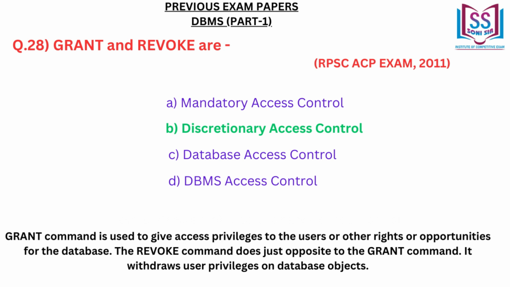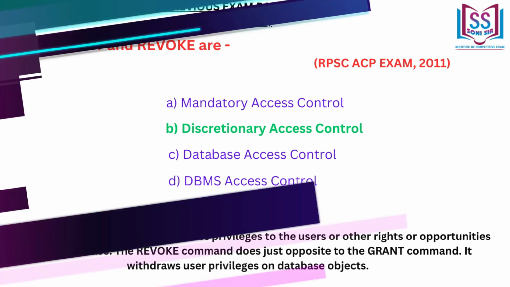The grant command is used to give access privileges to the users or other rights or opportunities for the database. The revoke command does just the opposite of the grant command. It withdraws user privileges on database objects.